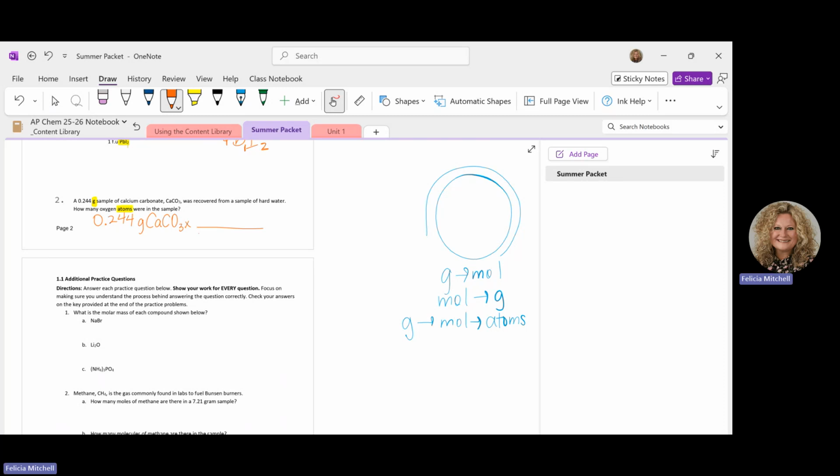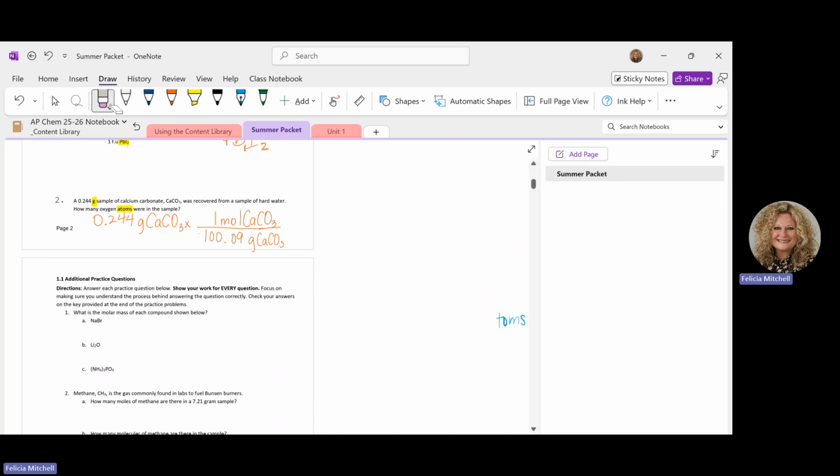So how do I go from grams to moles? I've got to do molar mass. So the molar mass of 1 calcium, 1 carbon, and 3 oxygens is 100.09 grams. And that is always the number of grams in 1 mole of substance. When you add up the molar mass of a substance from the periodic table, that is the number of grams that are in 1 mole of substance. This is the definition of molar mass.